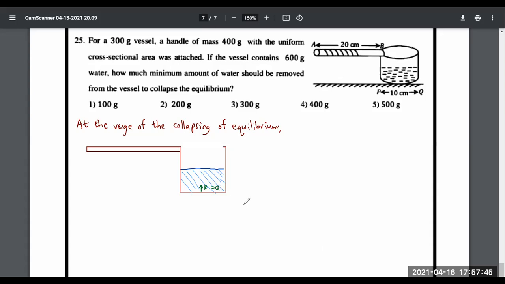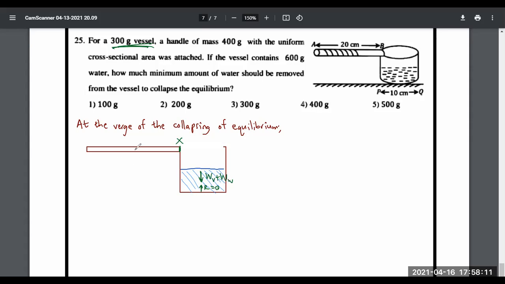And then the forces. We are going to take moment about this point because that is the center point, X. How many forces are acting here? 2 forces will be acting downwards here. What are they? One is the weight of the vessel. I'll put weight of vessel plus weight of water. The vessel has a mass, see, 300-gram vessel. So weight of vessel plus weight of water. That's what I have put here.